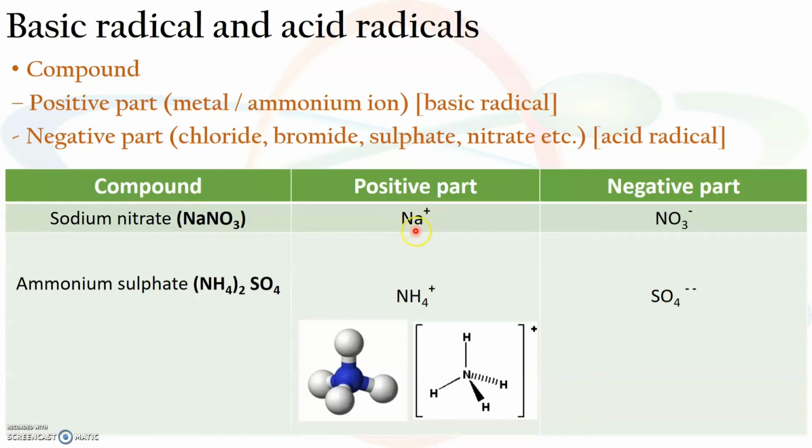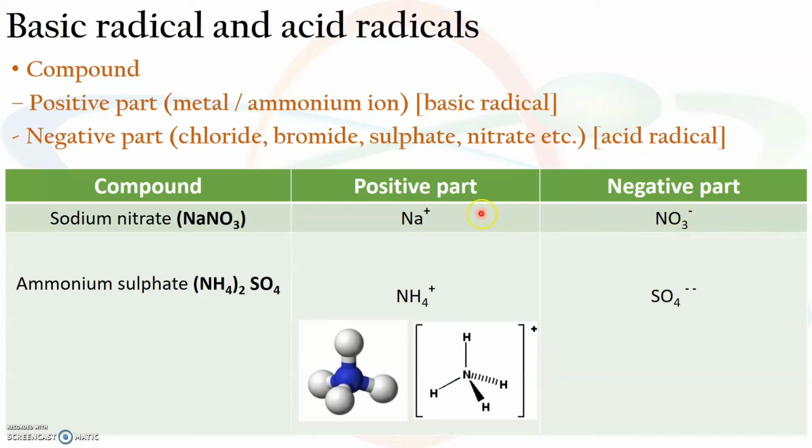So we write the positive part as Na+, and we know that sodium has got a positive valency. Now the negative part can either be chloride, bromide, sulfate, nitrate, etc. Yes, we have nitrate here in this compound. So we write nitrate radical as the negative part. And we know that nitrate radical has got a negative charge.